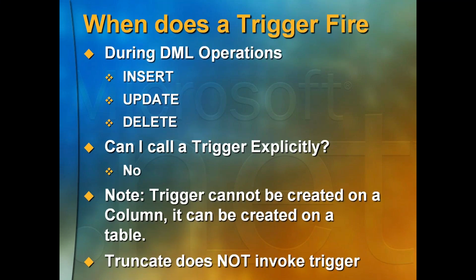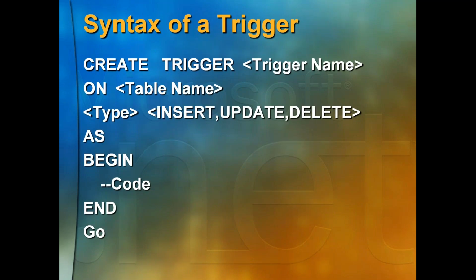Now, when does a trigger fire? During DML operations: insert, update, delete. Can I call the trigger explicitly? No. A trigger cannot be created on a column, it can be created on a table. Truncate does not invoke a trigger. Truncate means you're going to be deleting all the data from the table, right? So that's when. So this is how you're going to be creating a trigger.